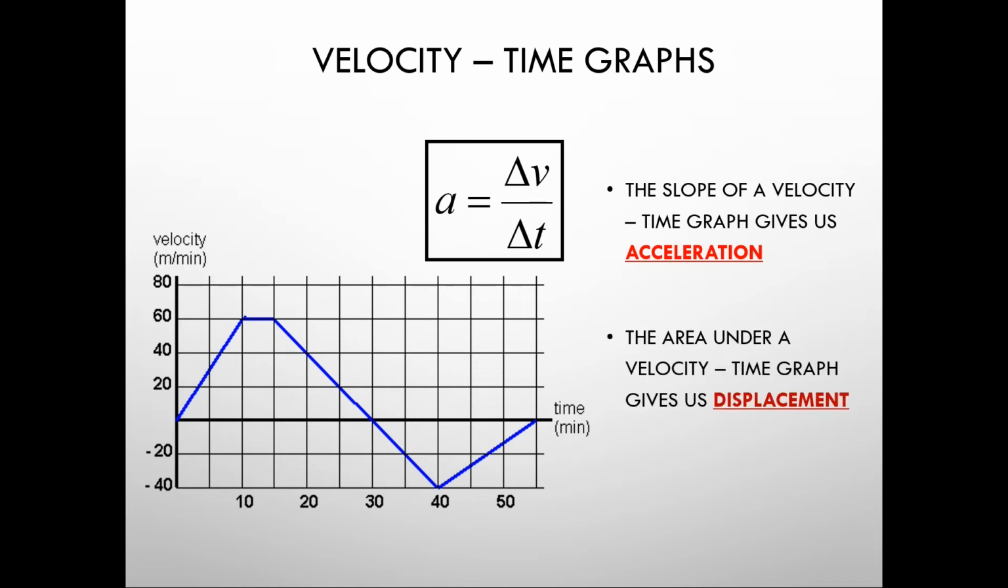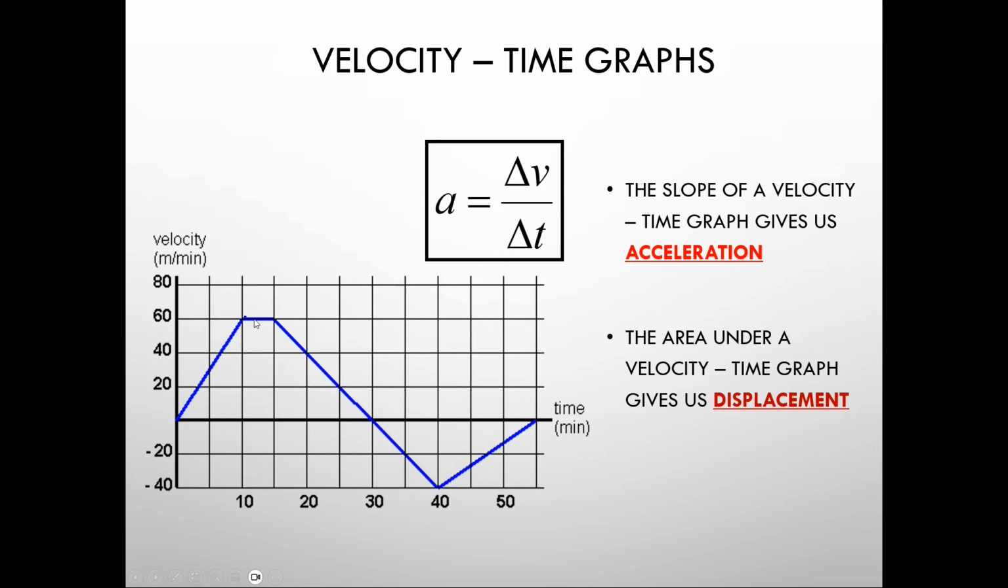The area underneath a velocity time graph gives us displacement. That's simply because to calculate some area, so if we consider this region here, bounded by the x-axis at the bottom and then the blue line over top, this region could be divided nicely into a triangle, a rectangle, and another triangle.